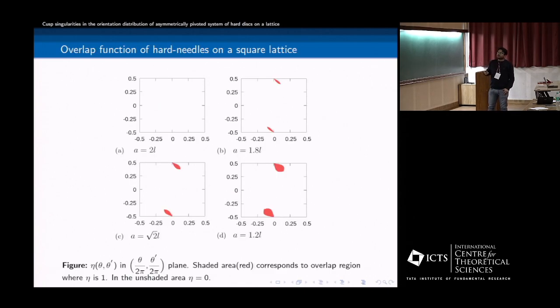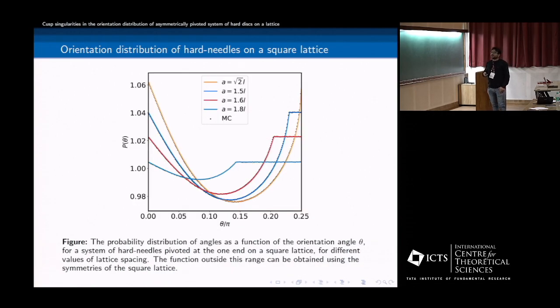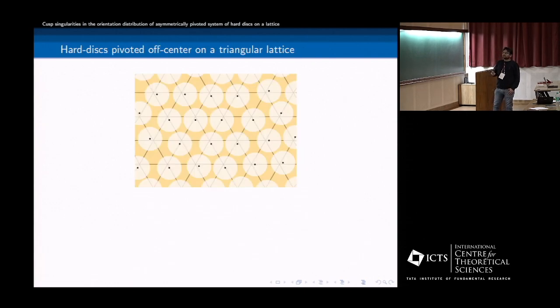So here is the overlap function of hard needles on a square lattice, given by this, and here is the orientation distribution of the hard needles on a square lattice. As you can see, the dots are the Monte Carlo simulations, and the colored lines are the theoretical predictions. They match quite well. Even though the density of the dimer model is not known exactly, in the regime that we have seen there are various ways to find the density of dimers, and it matches to about three digits of accuracy. So this is the published work.